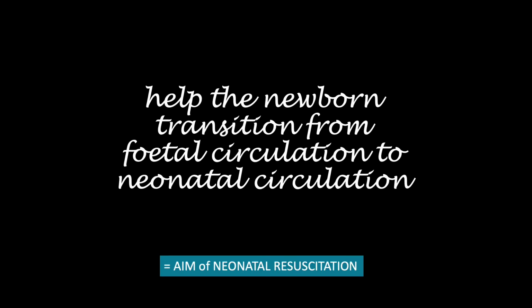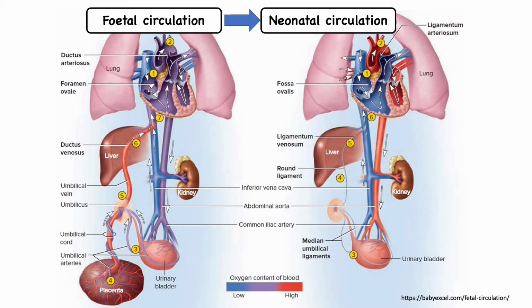The whole aim of neonatal resuscitation is to help the newborn transition from fetal circulation to newborn circulation. The picture on the left demonstrates the fetal circulation in utero. There are a number of shunts that enable oxygenation of tissues and supply of blood to the fetus. The picture on the right demonstrates neonatal circulation. And it is this transition that occurs from fetal to neonatal circulation.